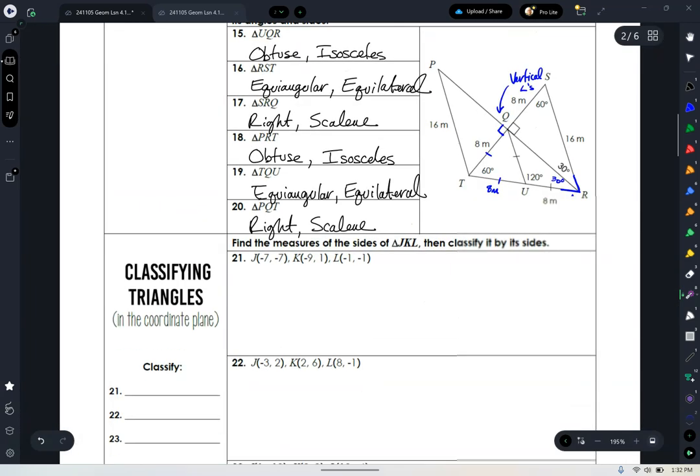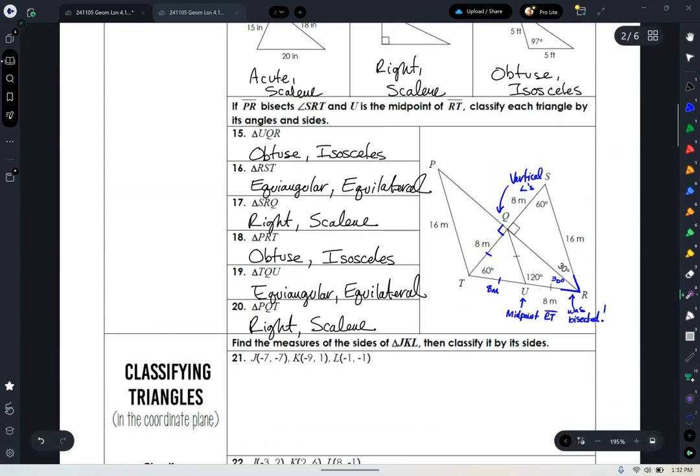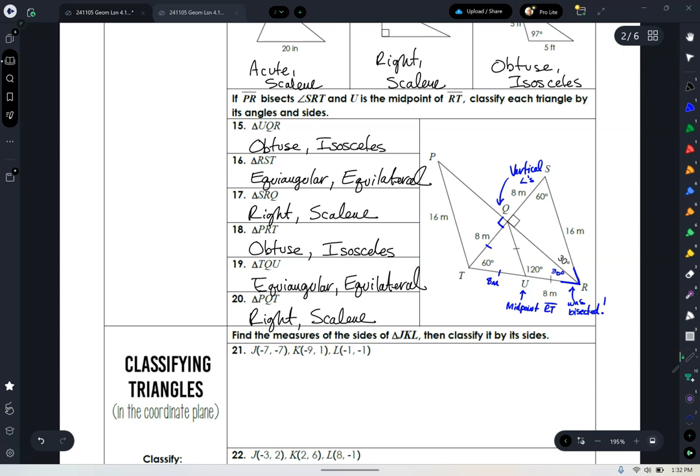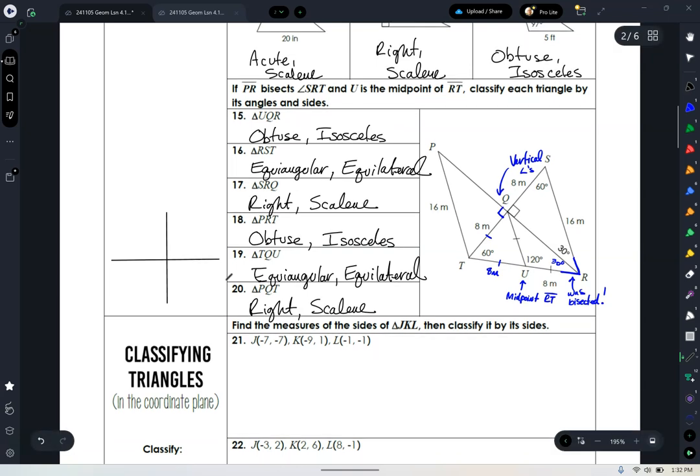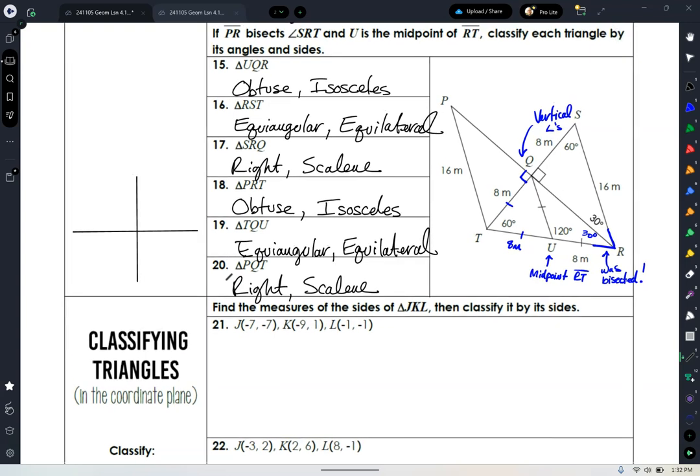Okay, so let's talk about classifying triangles in the coordinate plane. Let's draw ourselves a little XY coordinate plane over here, just a scratch one, and let's find this triangle JKL from number 21. Let's ballpark these. Put a point about where you think (-7, -7) is. We're not going to count it out exactly. Where do you think point J would be?